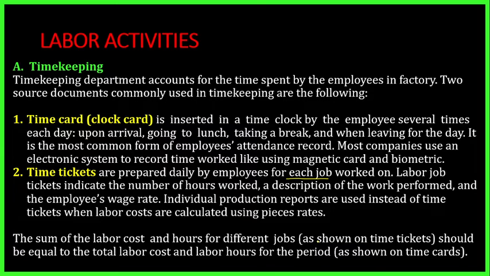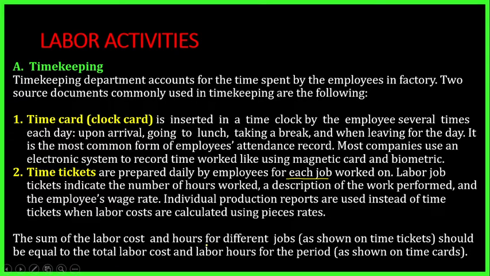But just to summarize, the time card will show you the total hours the employee worked, while the time ticket will show the total number of hours the employee worked on a specific job. For example, Mr. A worked 8 hours for the day. That will be seen in the time card. If you want to know where he spent these 8 hours, well, 3 hours for job A, another 3 hours for job B, and 2 hours for job C. You will see that in the time ticket.